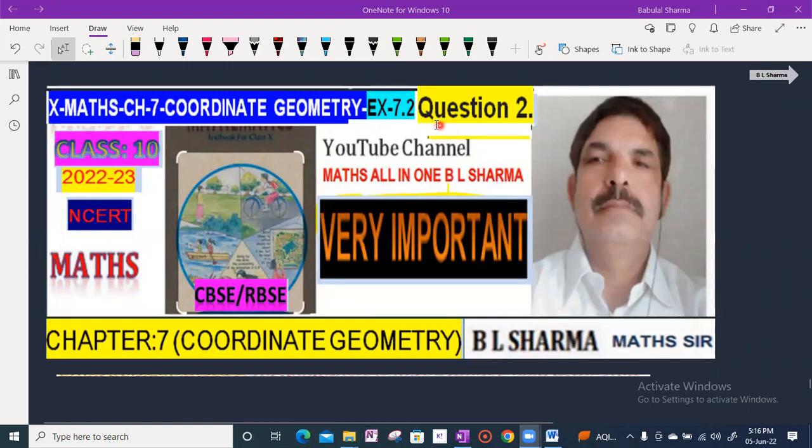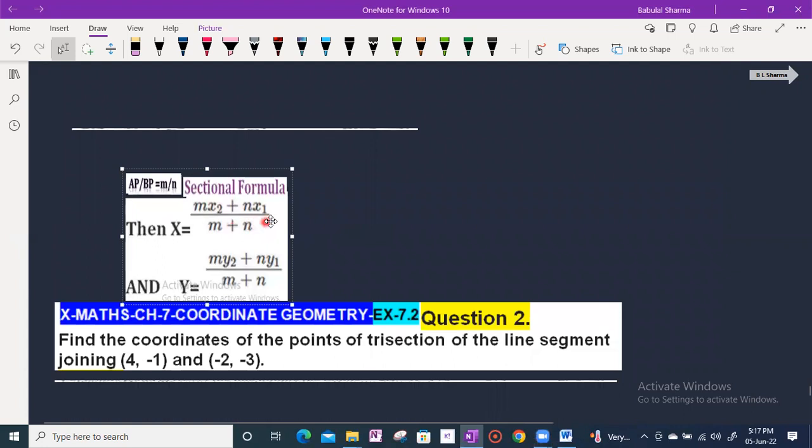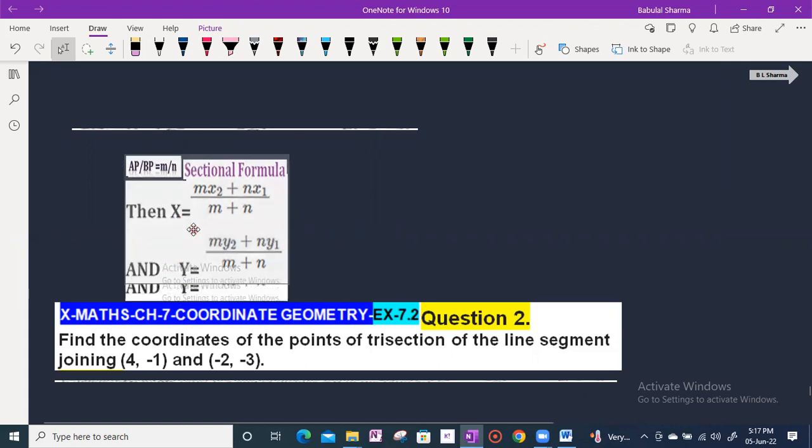I am discussing with you question number 2 of exercise 7.2 of chapter 7, Coordinate Geometry, of class 10th NCERT mathematics. For this exercise, the section formula is required. So first of all, we should go for the section formula. When a point divides a line segment in the ratio m:n, the x coordinate is given by this formula and the y coordinate is given by this formula.